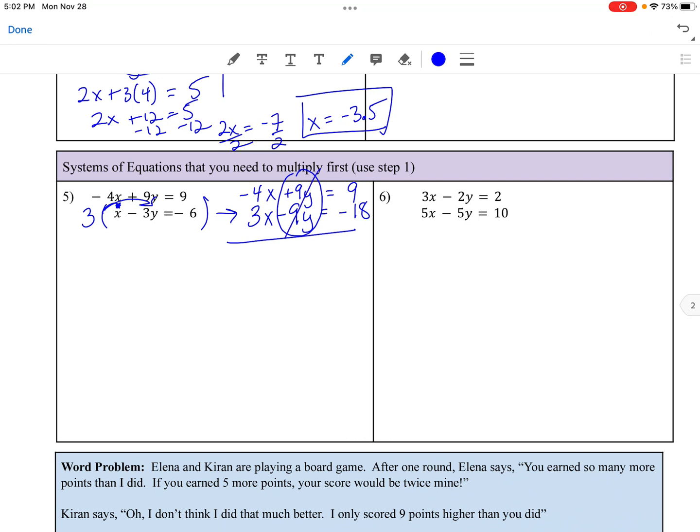And so then we just go about it like we've done all the other ones. So for this particular one, we did have to do a step 1 where we multiplied one of the equations by a number. And then we just go ahead and do step 2 like we've been doing, adding the equations together. This will be negative 1x. The y's are going to disappear. This will be negative 9.